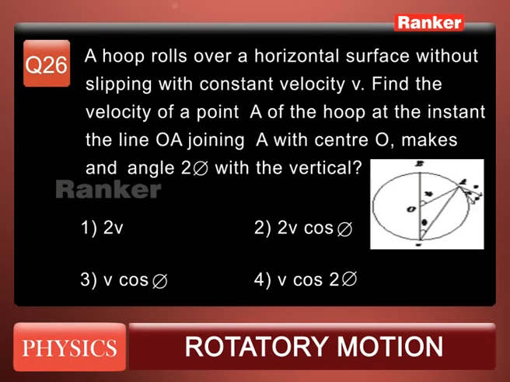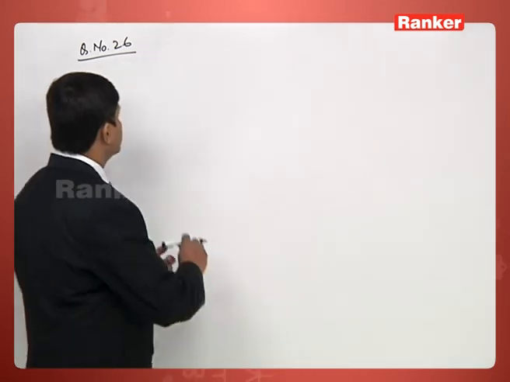The question number 26 is given as: a hoop rolls over a horizontal surface without slipping with constant velocity v0. Find the velocity of point A of the hoop at the instant the line OA joining A with the center O makes an angle 2 theta with the vertical. That point velocity we have to find. So there are 4 options. Option number 1 is 2v. Option number 2 is 2v cos phi. Option number 3 v cos phi. Option number 4 v cos 2 phi. See the solution of this problem.